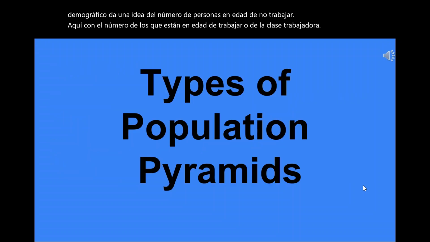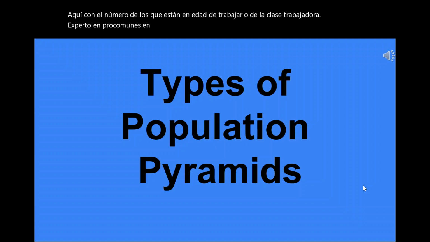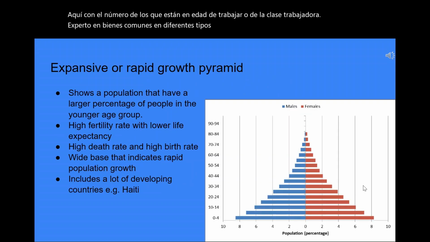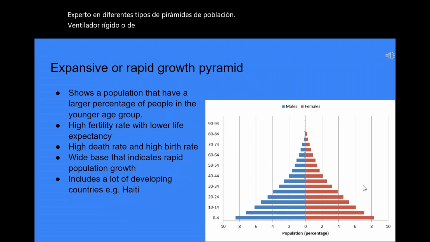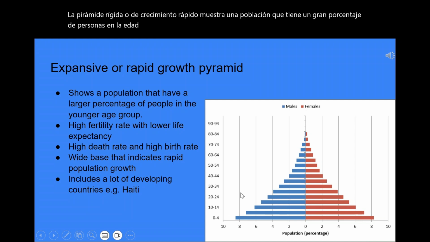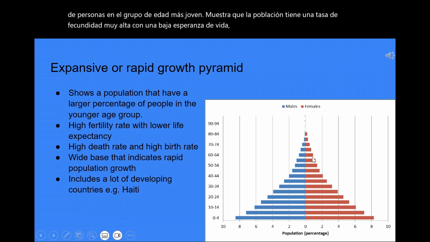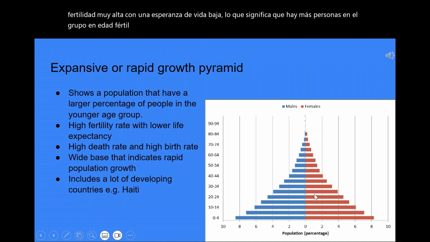Come, let's explore the different types of population pyramids. Expansive or rapid growth pyramid shows a population that has a large percent of people in the younger age group. It shows that the population has a very high fertility rate with a low life expectancy, which means that you have more persons in the childbearing age group, and you also have more persons dying young.